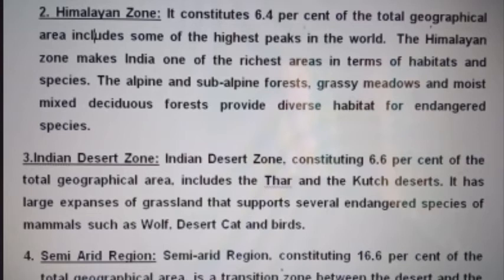Now the third, that is Indian Desert Zone. Indian Desert Zone, consisting of 6.6% of the total geographical area, includes the Thar and the Kutch deserts. It has large expanses of grasslands that support several endangered species of mammals such as wolf, desert cat, and birds.